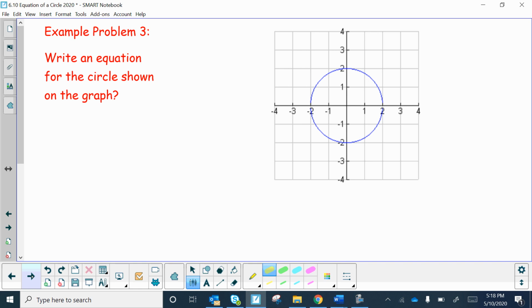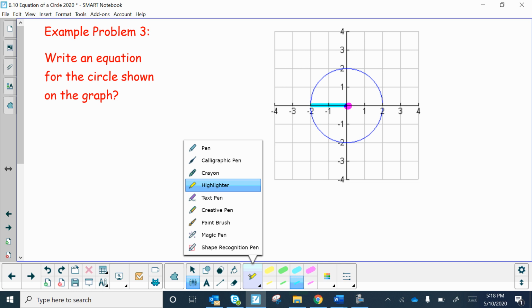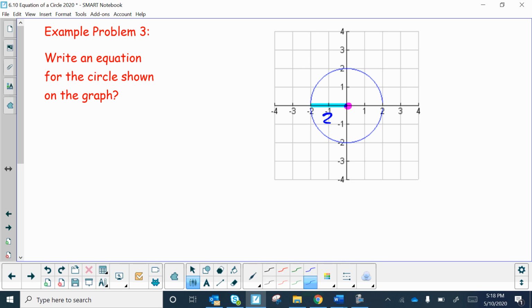It says write an equation for the circle shown on the graph. All right, so I'm looking at this graph. I see that the center is at the origin, and all I need to do next is figure out what the radius is, and the radius is easy. That's a 2. Okay, so the radius is 2.